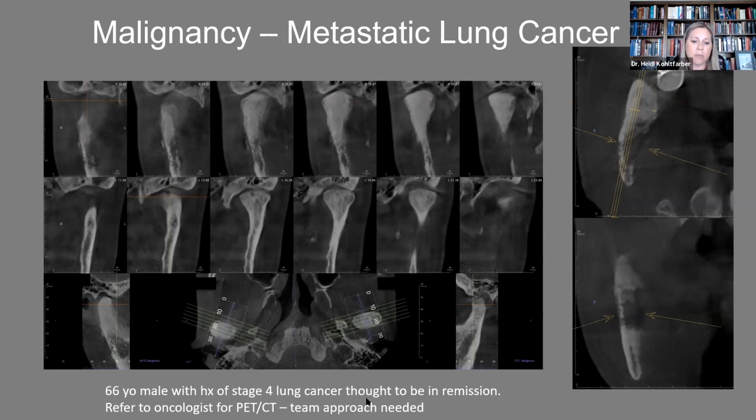So with this, we would send them off for a PET CT. This patient really needs a team approach between medicine and dentistry. Patient does also, as I said, have osteonecrosis of the jaws as well. And so this needs to be treated with a team approach, but definitely the patient needs to go back for a PET CT because it looks like we've got some pretty aggressive metastatic lung cancer. And unfortunately, this patient was completely unaware of this. So really bad timing to be able to tell him right before Christmas.